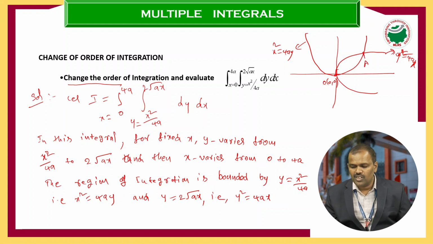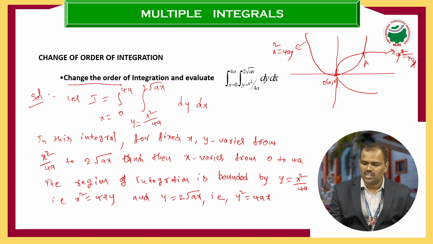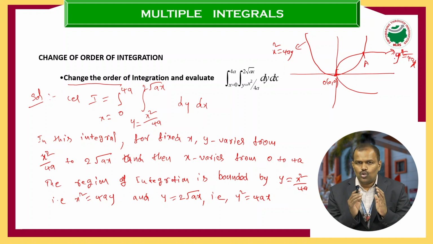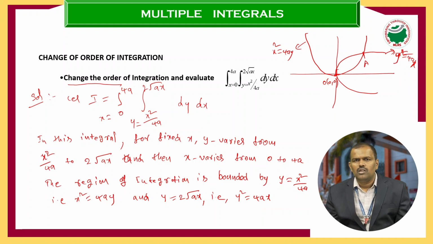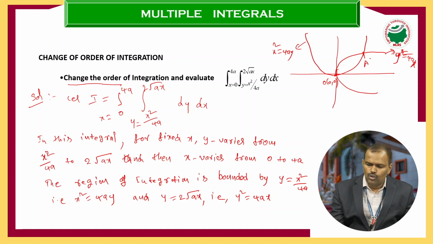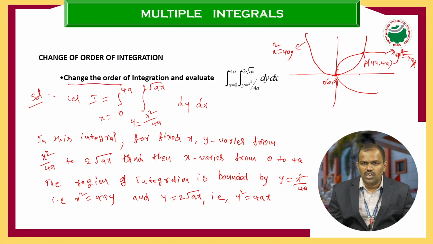What is the point of intersection of y square is equal to 4ax and x square is equal to 4ay? It's very clear. The values of x and y which satisfy x square is equal to 4ay and y square is equal to 4ax. The simple option is 4a, 4a. 4a whole square is equal to 4a into 4a. So 4a, 4a is the point of intersection of these two parabolas. In this region we have to integrate now.